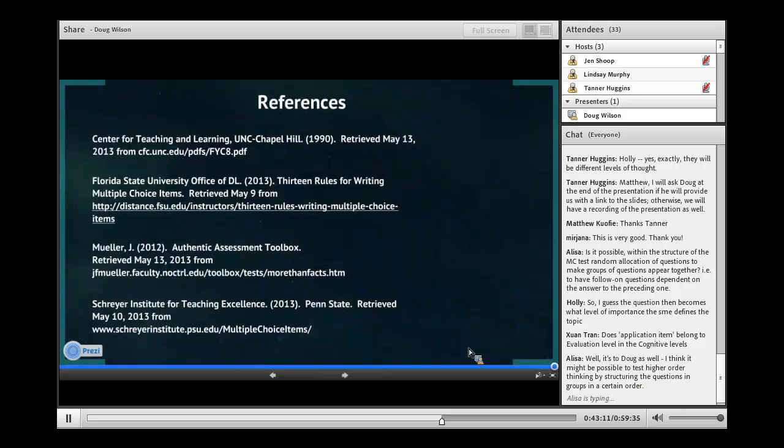I would say this is an analysis level, analysis evaluation. I think there's some cross-pollination there. But that's what I would say this question is.